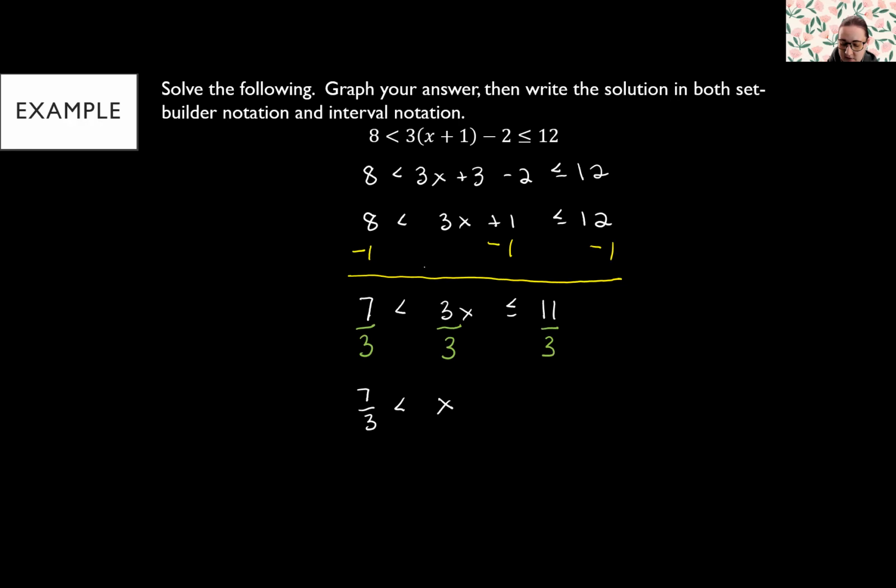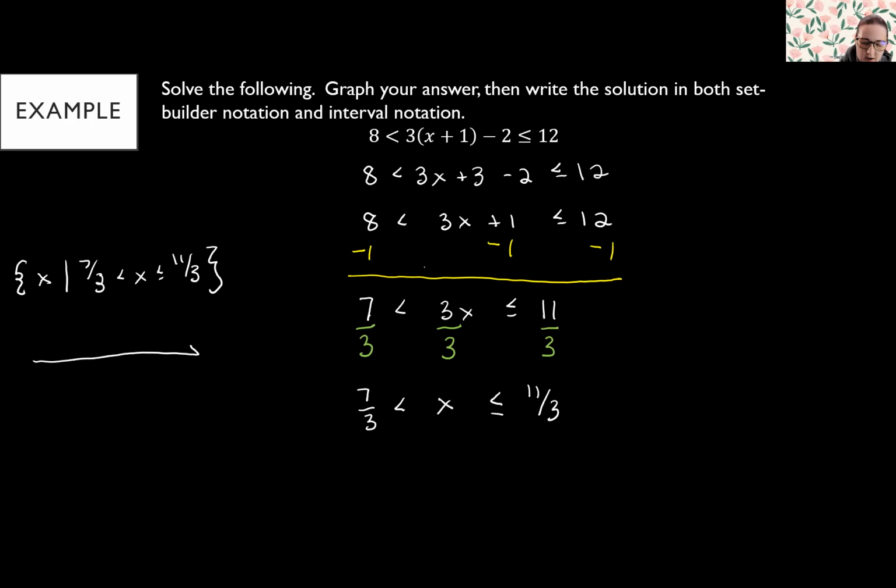So we get 7/3 is less than x, which is less than or equal to 11/3. And so you need to verify 7/3 is smaller than 11/3. Yes. So it's in the correct order. We've only got less than and less than or equal to signs here. So we have our correct form. So now we want to put it in set builder notation. So that's the curly brace, our variable x, vertical bar, and then our compound inequality, and then you close it with a curly brace.